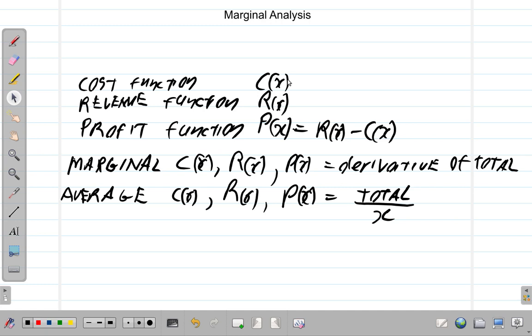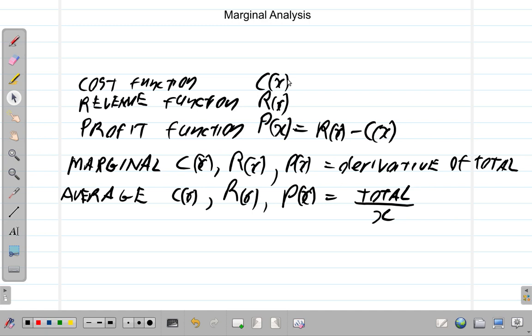And you get that from the derivative of the cost, the revenue, or the profit function. Right? If X is the number of items being sold or being invested in, then you differentiate with respect to X.